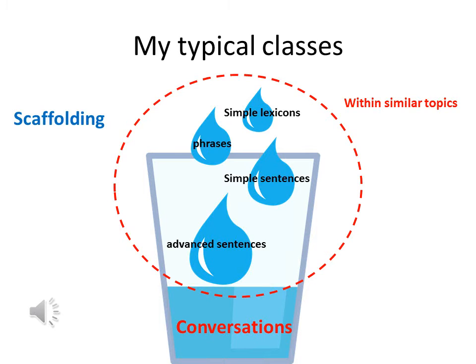In my typical classes, I will start with teaching some simple lexicons. I will ensure that these lexicons are within similar topics so they appear more logical and coherent for students and thus will improve their learning. Then, I'll demonstrate how to use these lexicons in a simple sentence. I will ask students to repeat after me, then practice it with their peers.